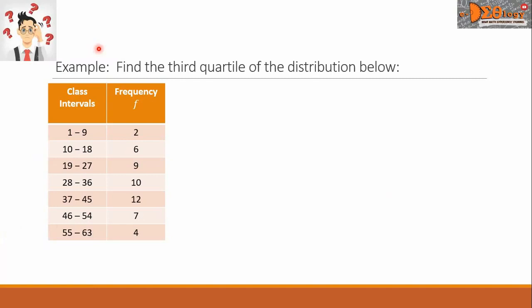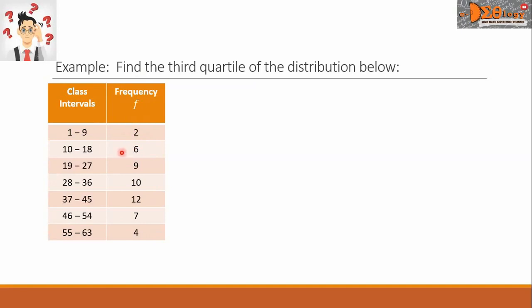Let us see this example. Find the third quartile of the distribution below. In our distribution, we have 1, 2, 3, 4, 5, 6, 7 class intervals. This is the column for the frequency. There is a frequency of 2 for the class interval from 1 to 9.